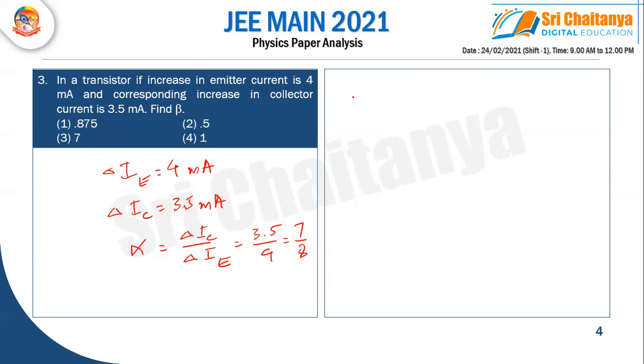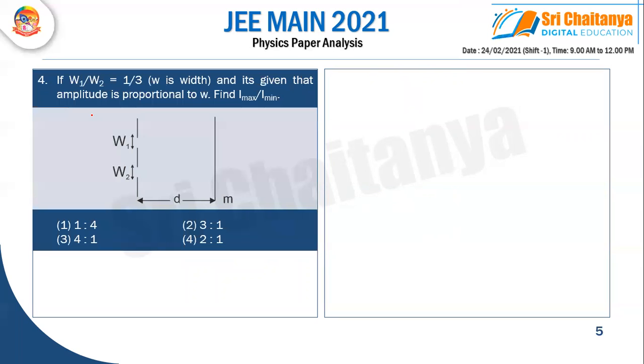And beta, the current gain in common emitter connection, is alpha by 1 minus alpha. Now I'll be substituting these values. So now I'll be getting 7 by 8 by 1 minus 7 by 8, and the answer I'm getting is 7 here. Next problem, please.